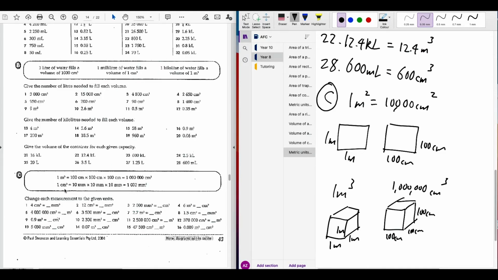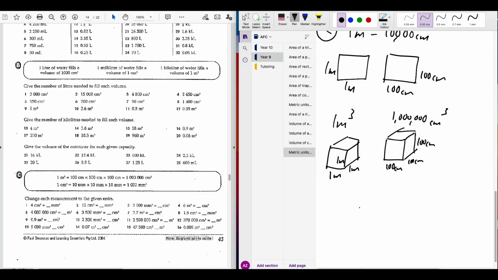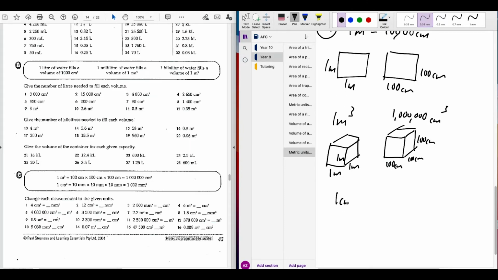And we know that 1 centimeter cubed is equal to 10 millimeter by 10 millimeter by 10 millimeter, which equals to 1,000 millimeter cubed. And the reason they write 10 millimeter times 10 millimeter times 10 millimeter is because, let me just show you. So 1 centimeter cubed is equal to 1 centimeter times 1 centimeter times 1 centimeter, right? And then if you want to convert 1 centimeter to millimeters, it's going to be 10 millimeter times 10 millimeter times 10 millimeter. And if you times these three numbers together, you should get 1,000 millimeters cubed. So that's how they got this.